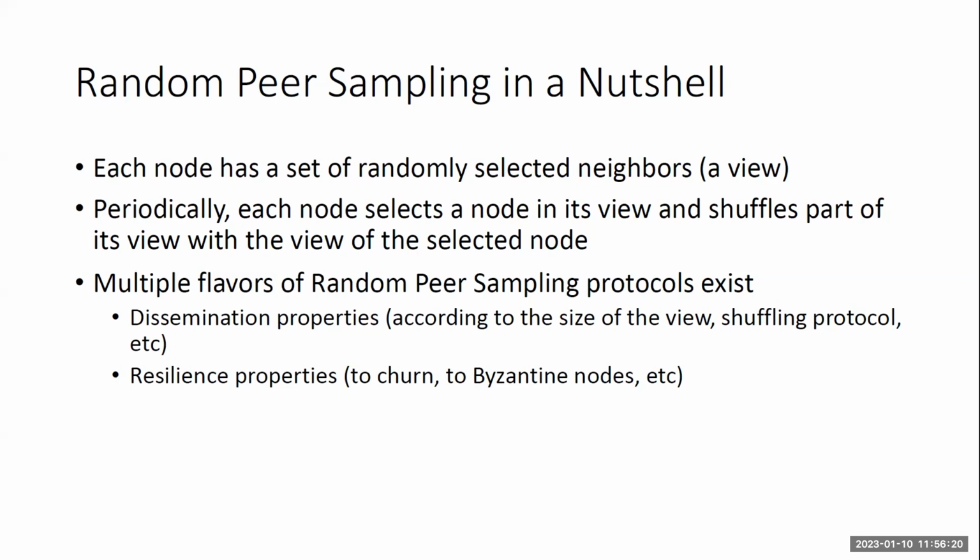And in random peer sampling, what happens is that each node selects a node in its view and shuffles part of its view with the one of the selected node, right? There are many flavors of random peer sampling that have been proposed in the literature. Some of them improve resilience to churn, to Byzantine nodes and so on. Some of them improve dissemination properties according to the size of the view, the shuffling protocol, and so on. There is a huge literature in this context.